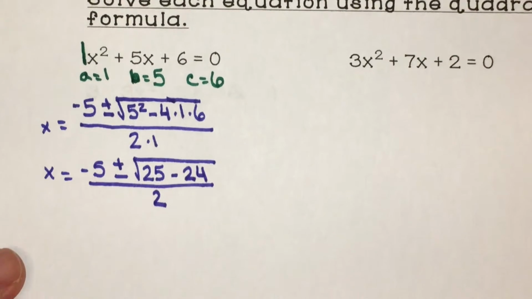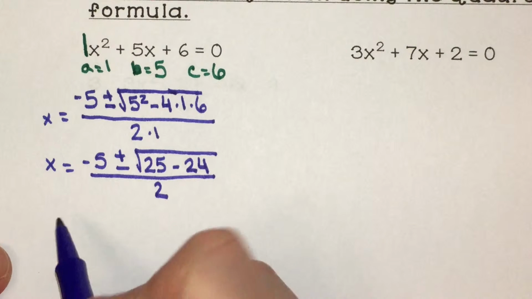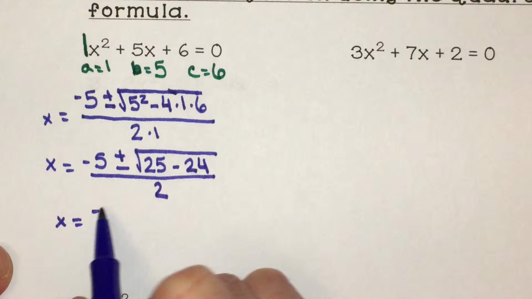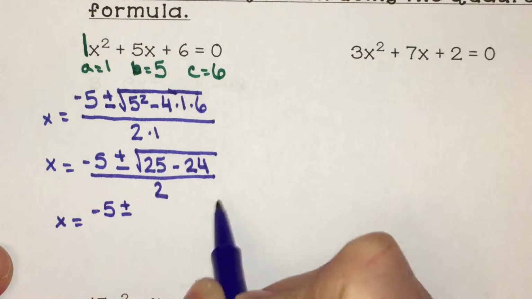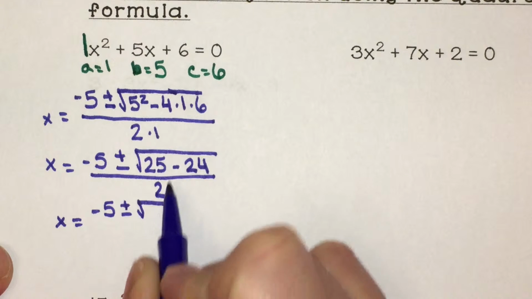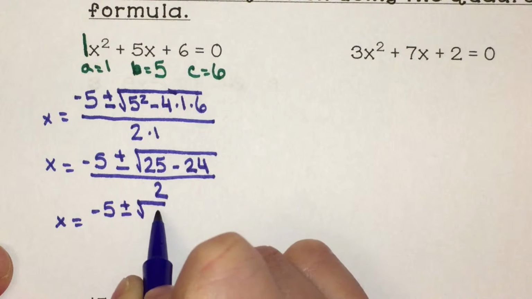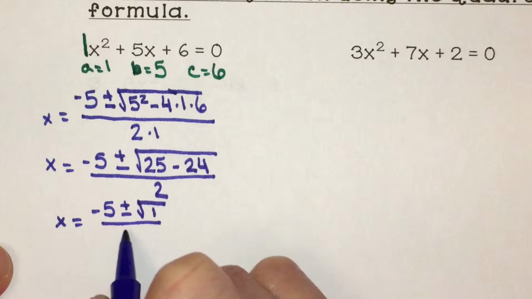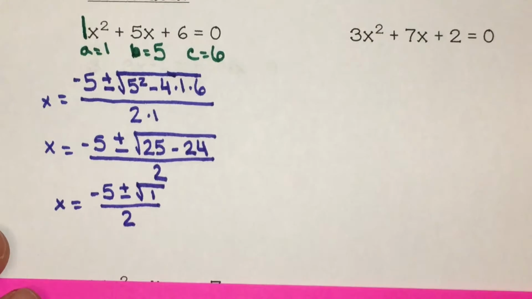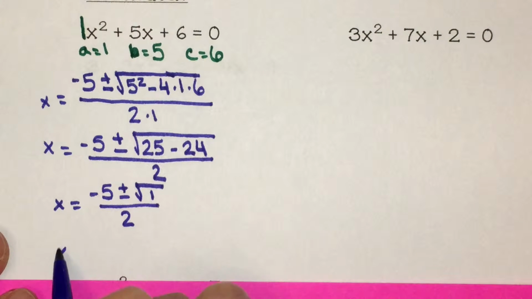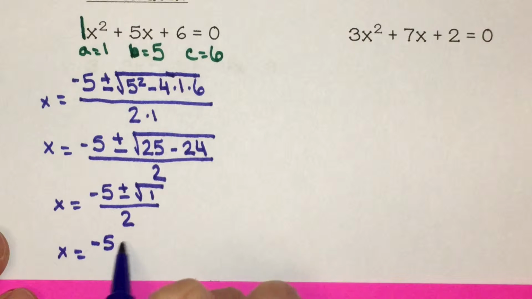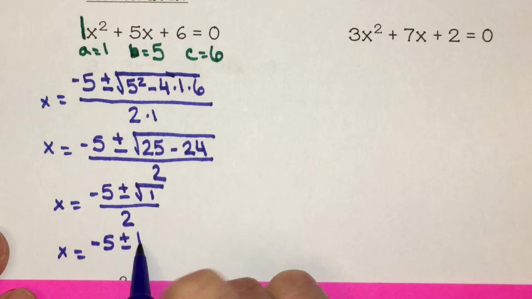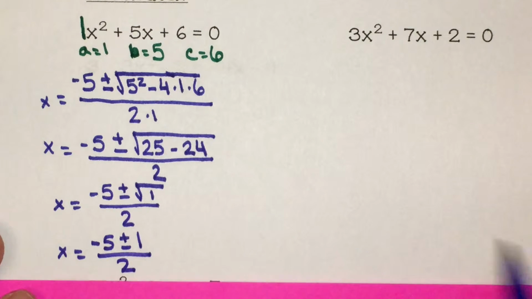Okay, now we're going to continue simplifying. So I have x equals negative 5 plus and minus the square root of 25 minus 24, which is 1, over 2. All right, I can keep simplifying. x equals negative 5 plus and minus the square root of 1, which is 1, over 2. Okay, I've simplified it pretty much as I can.